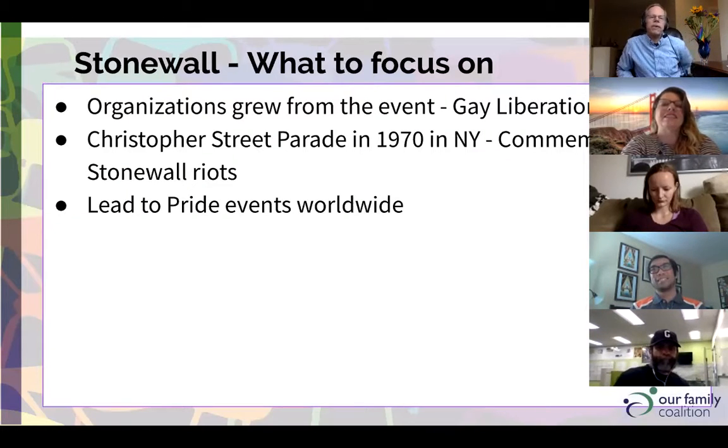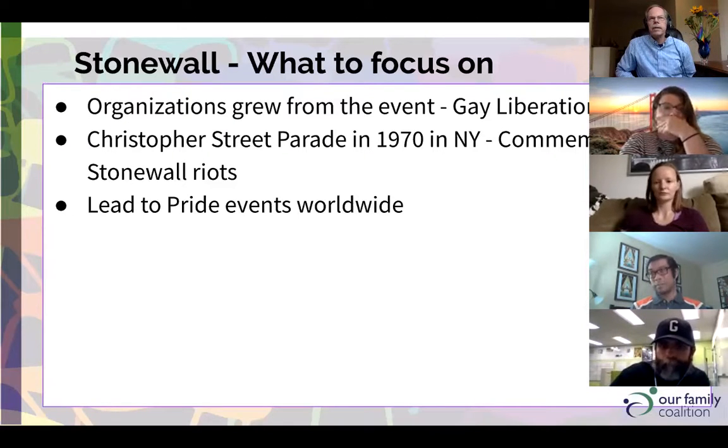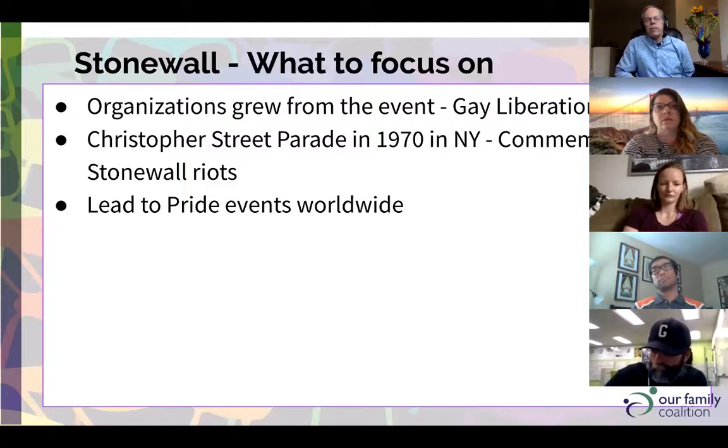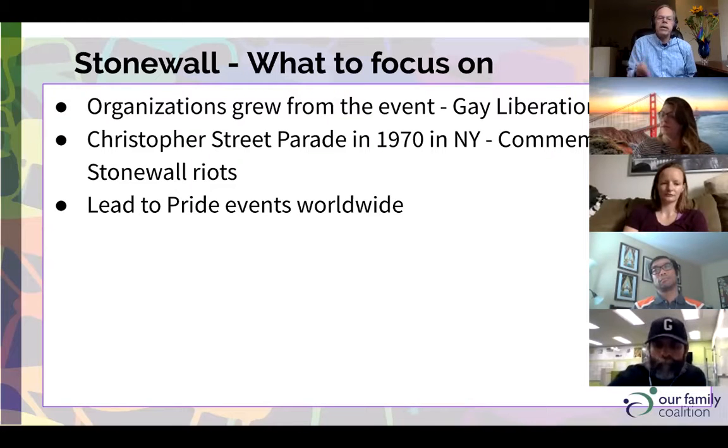So the other piece to focus on is there were lots of organizations that grew from the event. You heard Barbara Giddings and Kay Lahusen talk about the GLF, or the Gay Liberation Front. That organization grew out of Stonewall, and it was a Greenwich Village organization that then put on the Christopher Street Parade in 1970, which was a commemoration. Just think about it for a minute. If those people didn't come together to say, we should commemorate this, then we would not have pride the way we do today.